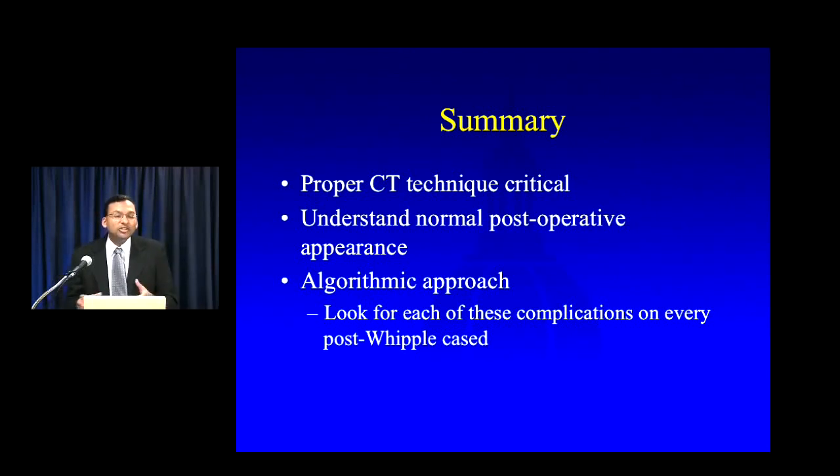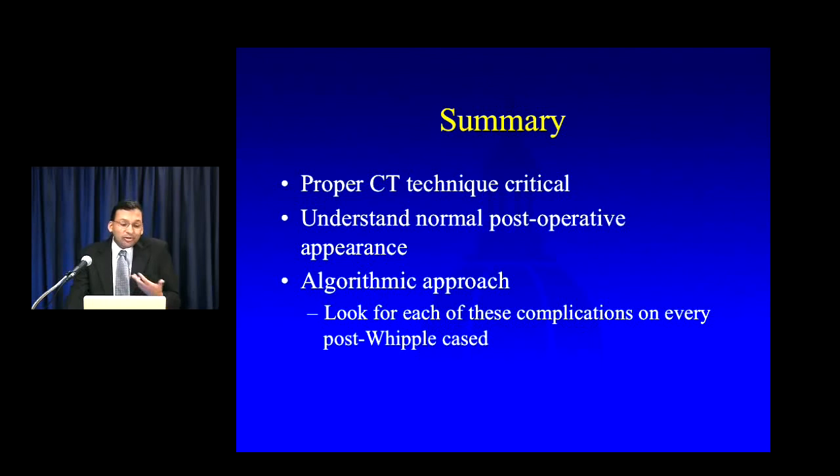Second, understand what's normal. I'd say some of the biggest mistakes I've seen after a Whipple procedure in terms of interpretation have been when people have confused normal findings for pathology or vice versa. They saw something that was clearly abnormal, but they figured, well, it's probably just normal post-op. If you understand what normal looks like, you're going to be in a much better position to identify appropriately those complications that may be life-threatening.